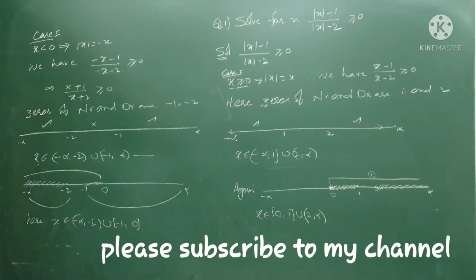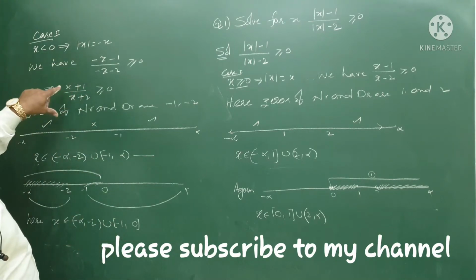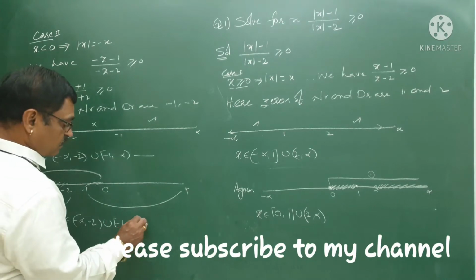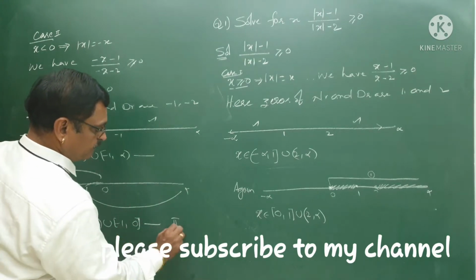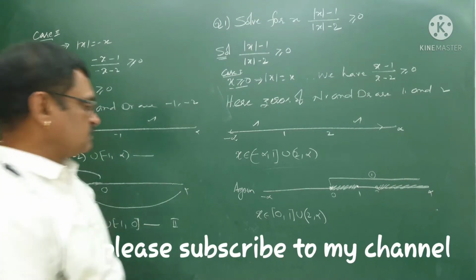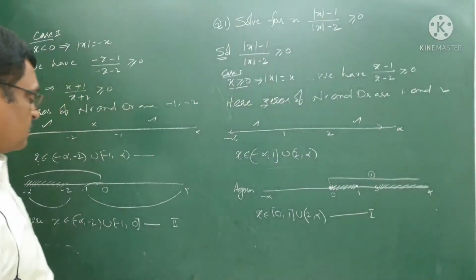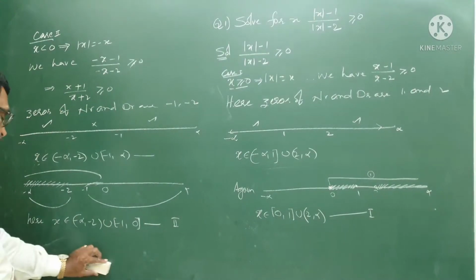Okay, now is 0 included? Let me check. When 0 is included, 0 plus 1 by 0 plus 2 is positive, so 0 is also included. This is number 2. Now you have to go for the intersection part of, union part of 1 and 2.